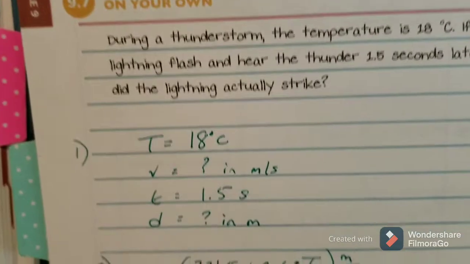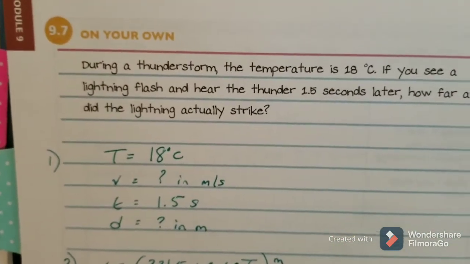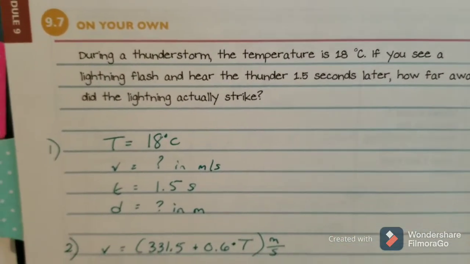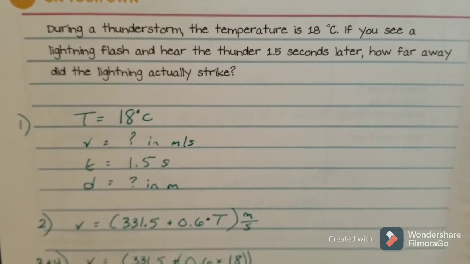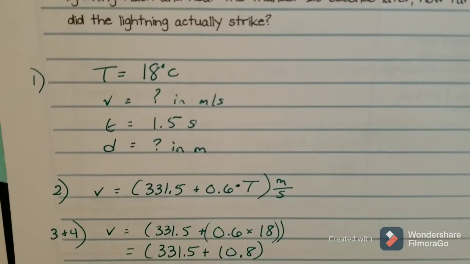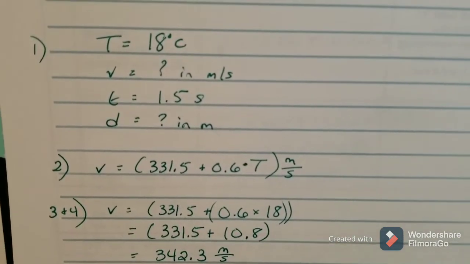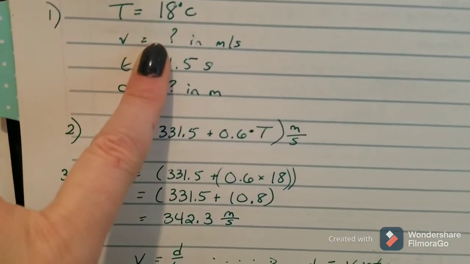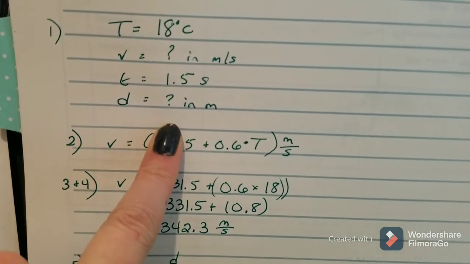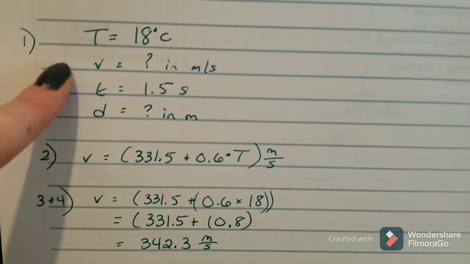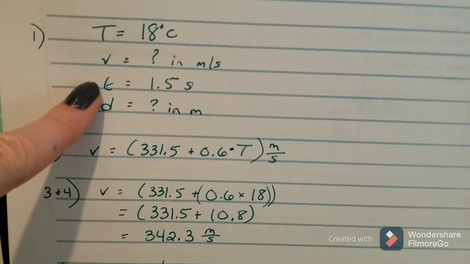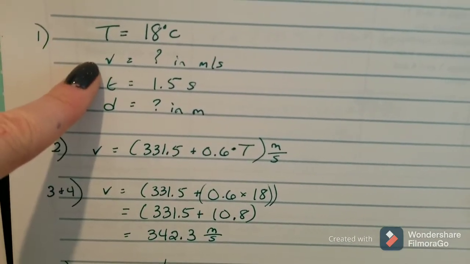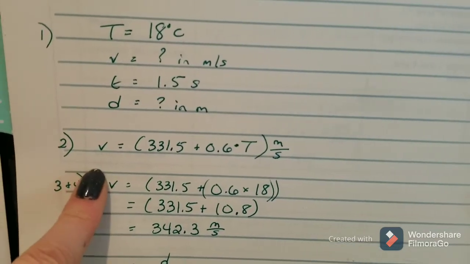Right. During a thunderstorm, the temperature is 18 degrees Celsius. If you see a lightning flash and hear thunder 1.5 seconds later, how far away did the lightning actually strike? Well, we've got all of our variables we do know. I believe this is temperature and time, so don't get your T's mixed up here. And we're trying to figure out speed and distance, okay?